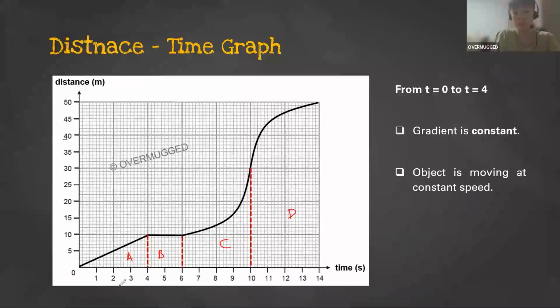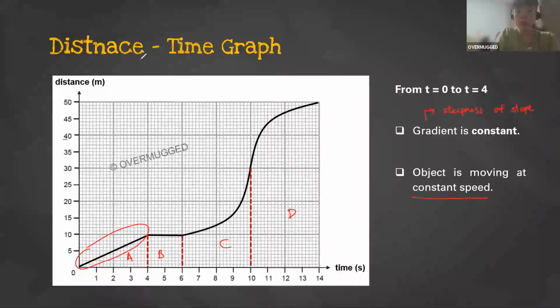So let's look at the first region from T0 to T4. You can see that the gradient is constant. What do I mean by gradient? Gradient means the steepness of the slope. It's not changing, right? Therefore, my object is moving at constant speed.